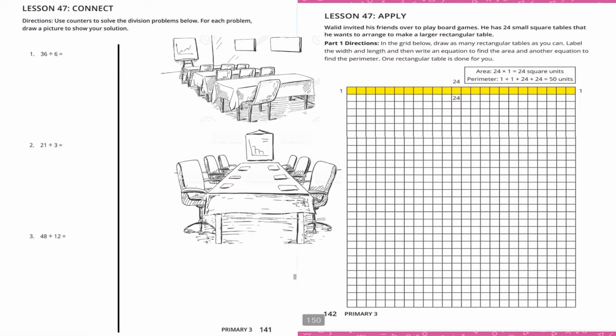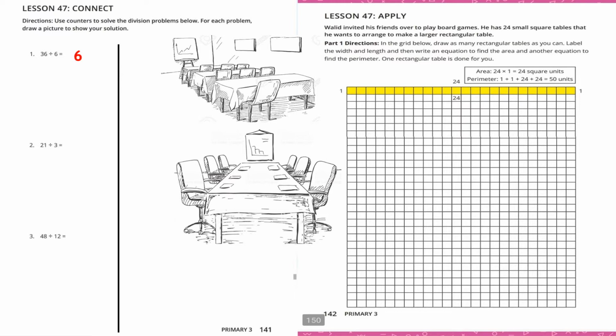In number 1, 36 divided by 6 equals what? We will ask ourselves, 6 times what equals 36? 6 times 6 equals 36. So 36 divided by 6 equals 6.